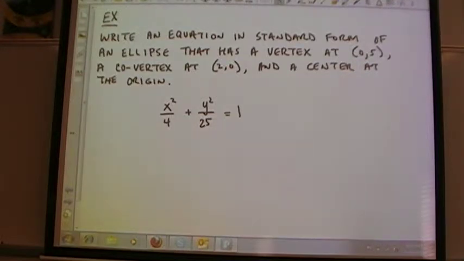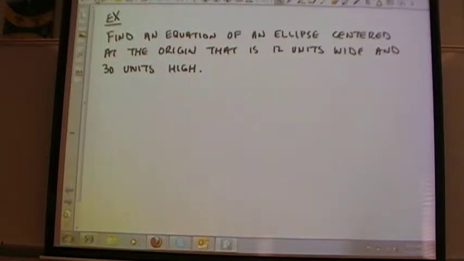Next, find an equation of an ellipse centered at the origin that is 12 units wide and 30 units high. All right, so what I would do here is draw a quick graph. You don't have to if you don't want to. But we know the center is the origin. If it's 12 units wide, how far are you going in each direction? 6. You're going 6 units in each direction. So 1, 2, 3, 4, 5, 6.